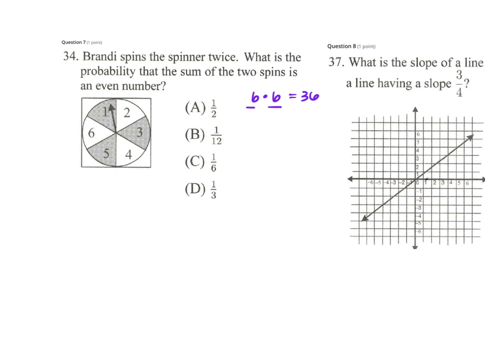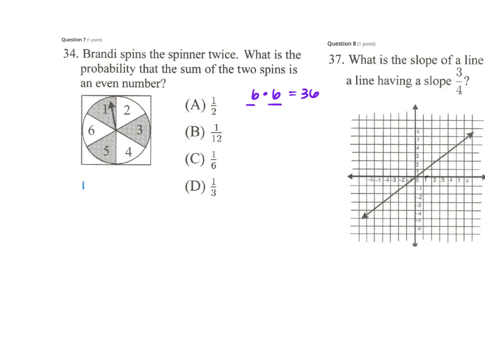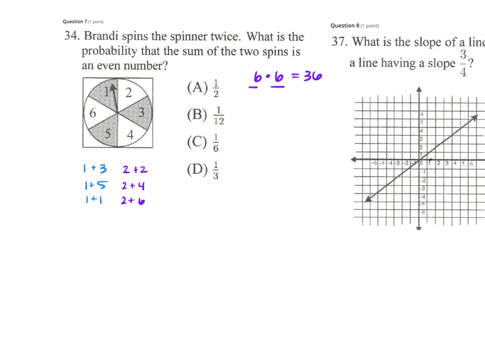Well, I'm going to write out those options so I can make sure I calculate them all. I'm going to start with the first spin ending in 1. Okay, since 1 is odd, my second spin would also have to be odd for it to total to an even number. So that means 1 plus 3, 1 plus 5, or 1 plus 1 would end up being even. If the first spin ended with a 2, I would have to get another even number for the total to be even. So that means 2 plus 2, 2 plus 4, or 2 plus 6 would give me a total that's an even number.